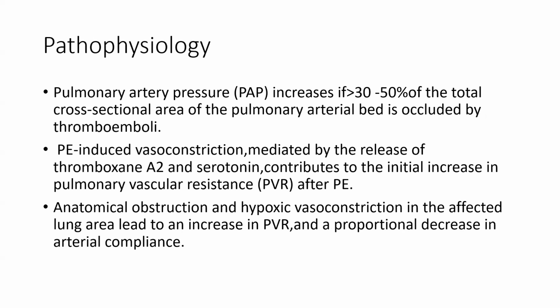Pulmonary artery pressure increases if more than 30 to 50% of the total cross-sectional area of the pulmonary arterial bed is occluded by thromboembolism. Pulmonary embolism-induced vasoconstriction is mediated by the release of thromboxane A2 and serotonin, which contribute to the initial increase in pulmonary vascular resistance after PE. So this anatomical obstruction as well as hypoxic vasoconstriction in the affected lung area lead to the increase in pulmonary vascular resistance and proportional decrease in the arterial compliance.